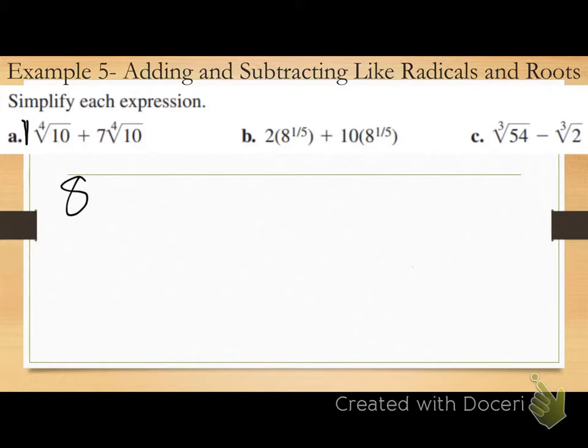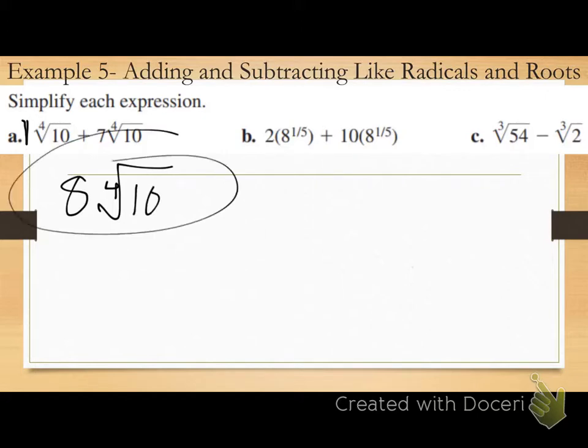What do I put after the 8? The 4th root of 10. I don't add the 10s. Very good. So that'd be my answer for letter A. Like I said, you kind of treat it like a variable when we're adding and subtracting like radicals. The radical and the radicand stay the same, and we just add the numbers in front of them. Does that make sense? Same thing with subtraction. You would just subtract instead of add.